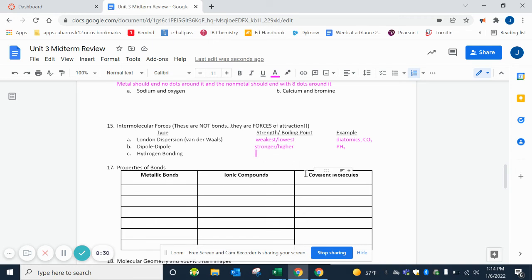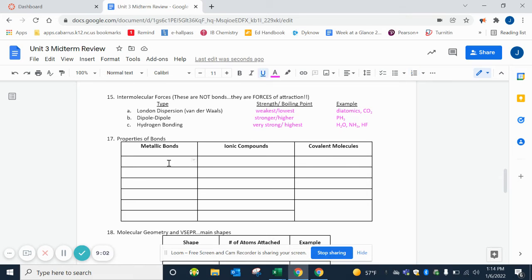Hydrogen bonding, remember, is for any atom that has hydrogen bonded to F, N, or O, fluorine, nitrogen, or oxygen. It is extremely strong. And it has the highest boiling points, and it would be water, ammonia, and hydrofluoric acid.